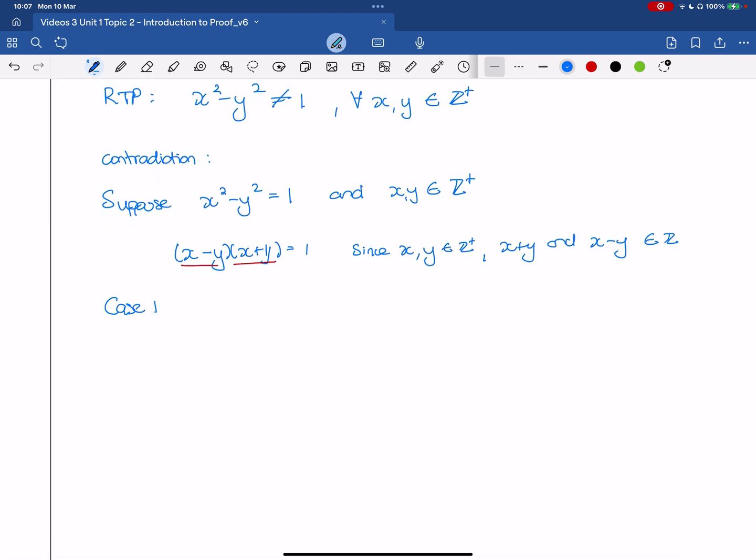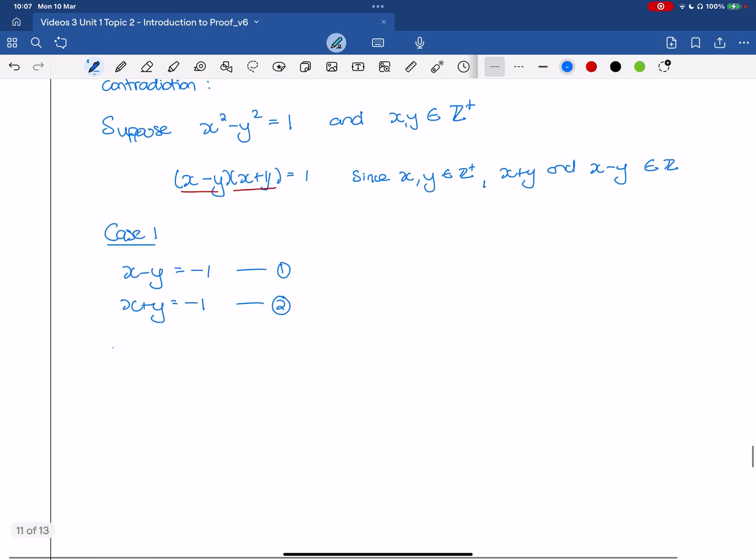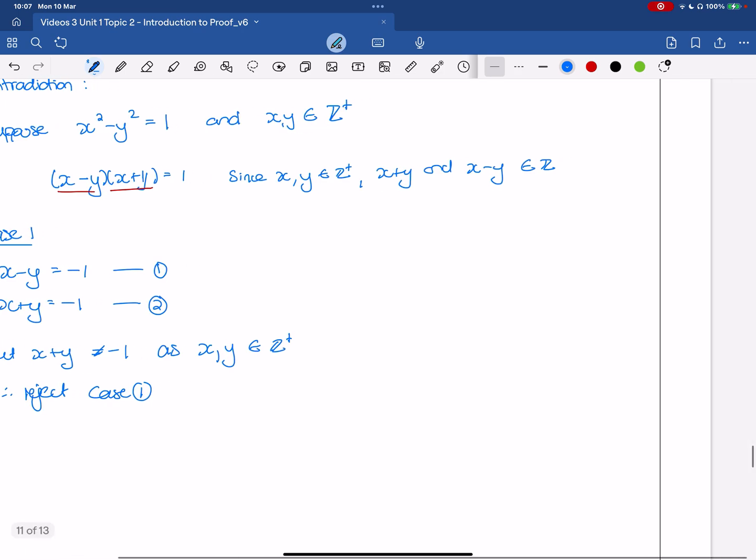So case 1, x minus y is equal to negative 1 and x plus y is equal to negative 1. So equation 1 and equation 2. Okay, but x plus y can't equal negative 1 because x and y are both positive integers. So we're going to reject case 1. Okay, let's look at case 2.